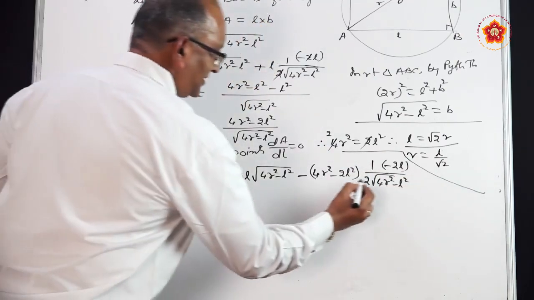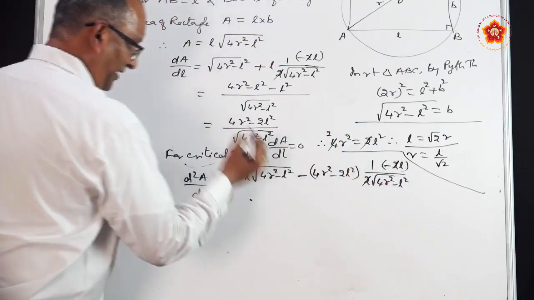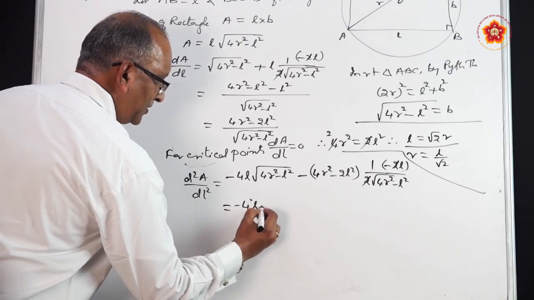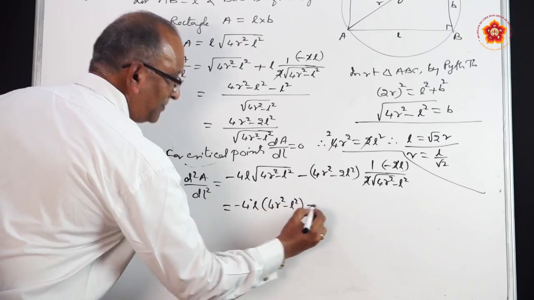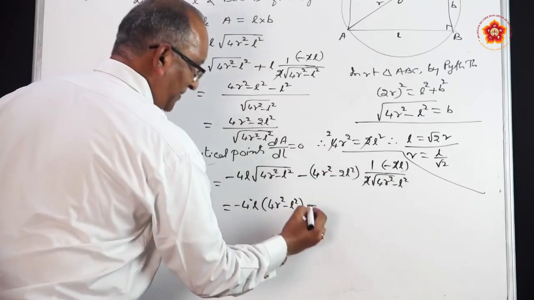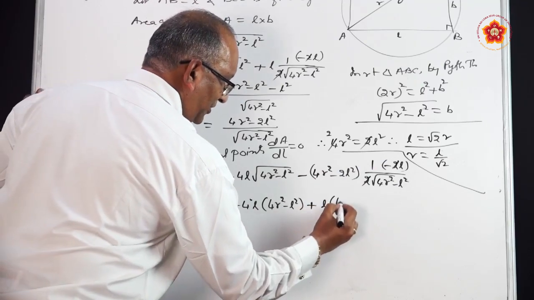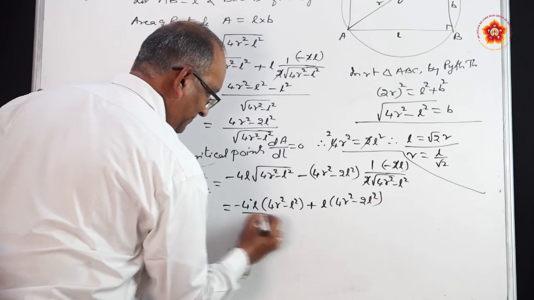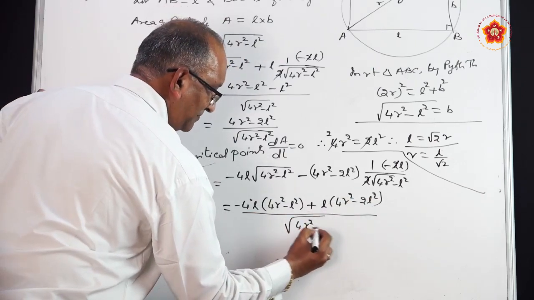Again, you can cancel 2. The denominator here will become minus 4L, 4r square minus L square, minus, minus of minus becomes plus, L will come as a product into 4r square minus 2L square by under root of 4r square minus L square.